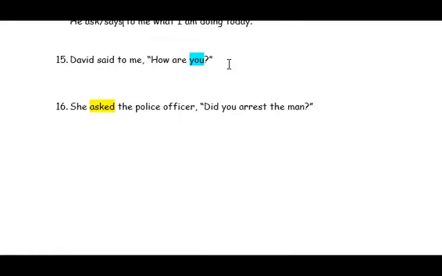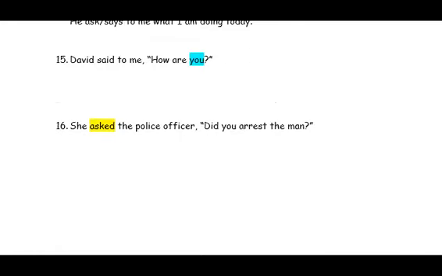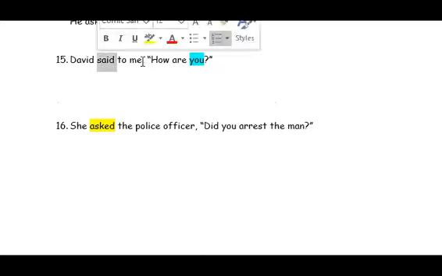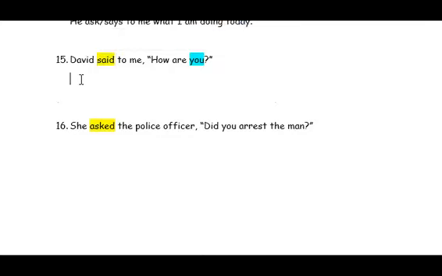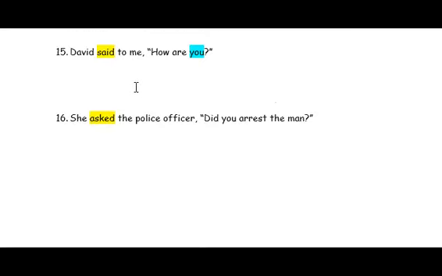Next one. David said to me, "How are you?" Same system. So we look for the introductory verb and we look for the tense, right? Now we know the tense of the sentence is past tense. So David said to me, or David asked me how I was. It doesn't make sense to say David said to me. So let's just stick with David asked me how I was. Remember, whenever it's you, it changes to I.